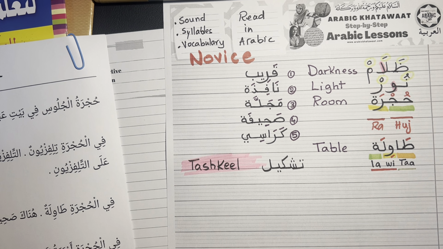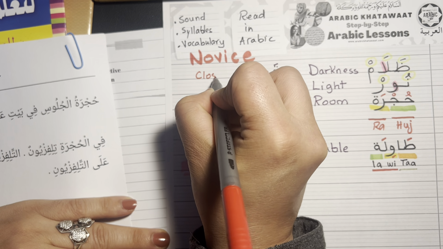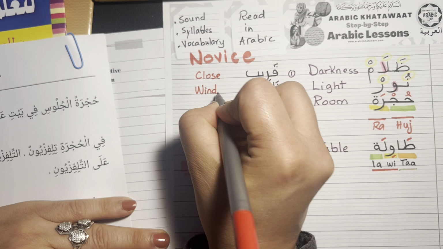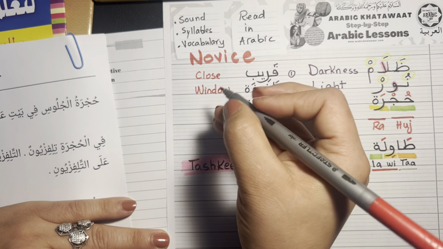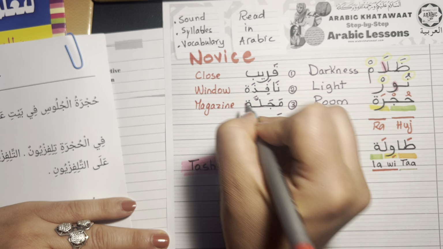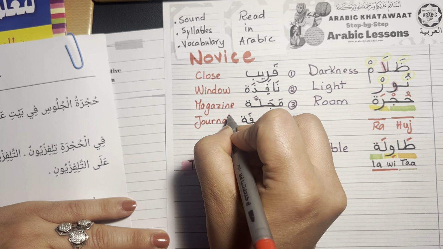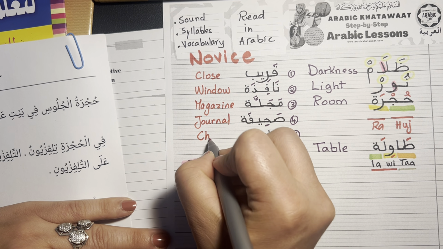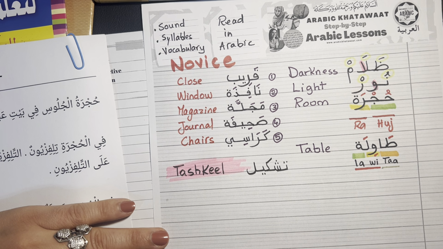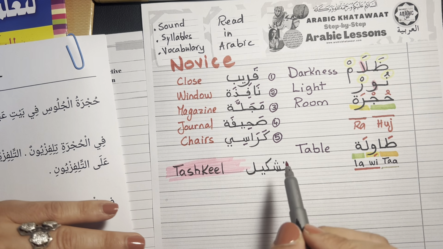So let's put again the meaning. قريب, close. نافذة, window. مجلة, magazine. صحيفة, journal or newspaper. كراسي, chairs. And we learned darkness, light, room, and of course طاولة.